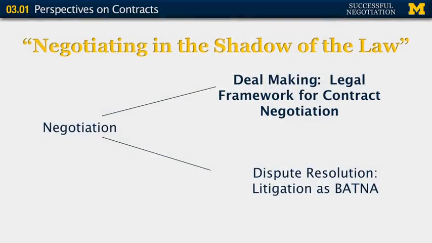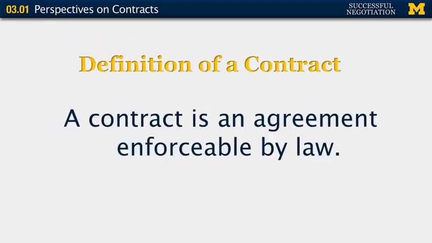Now we're going to look at the other legal shadow over negotiation, and that's deal making and the legal framework for contract negotiation. Let's start with a simple definition of a contract. Basically, it has 2 elements. A contract is an agreement, number 1, enforceable by law.